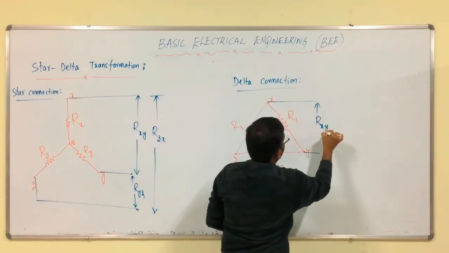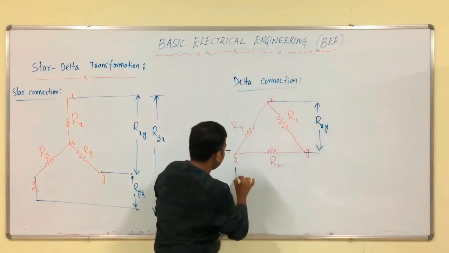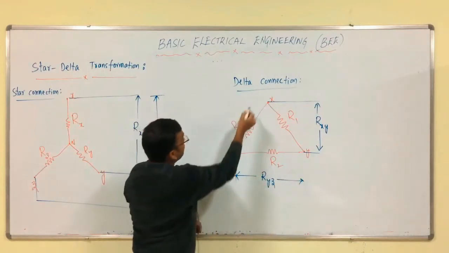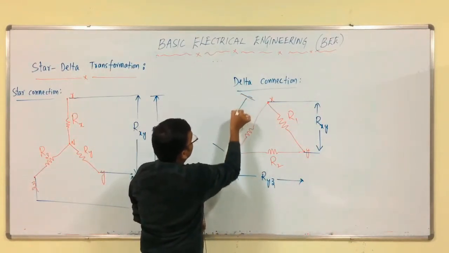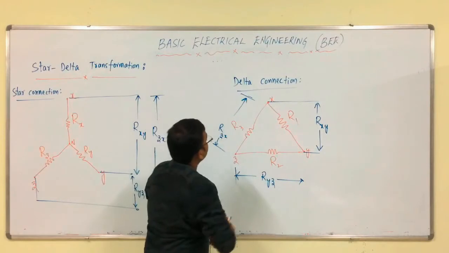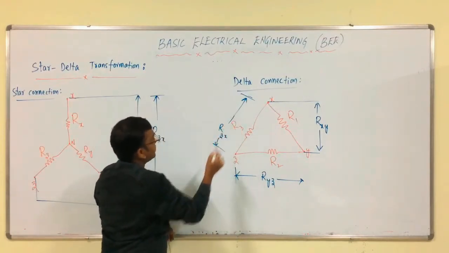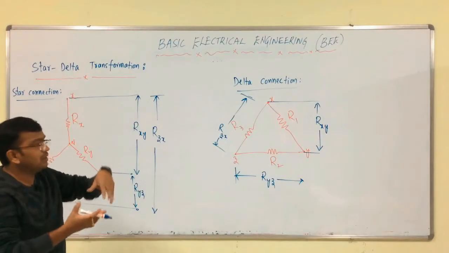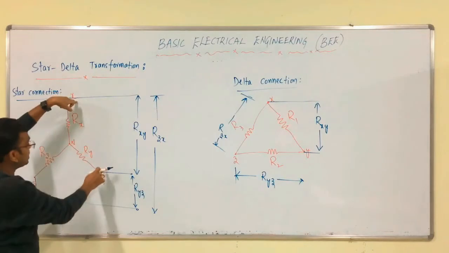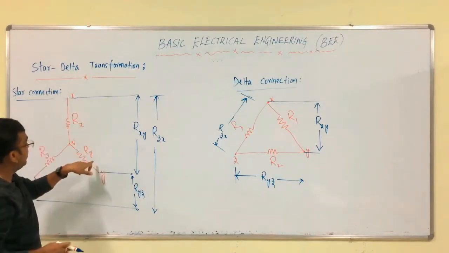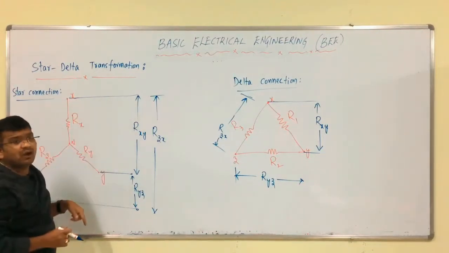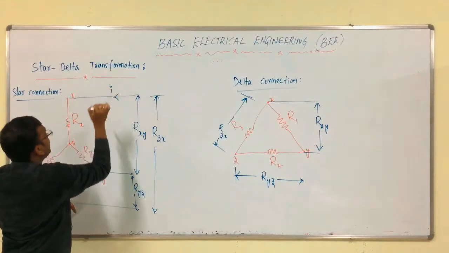R x y, between these two R y z, and between these two R z x. Okay. So, we have to calculate like this between these two terminals. First we have to calculate the equivalent resistance between these two, R x and R y. So, between these two terminals means what? The incoming current is, for example, I.